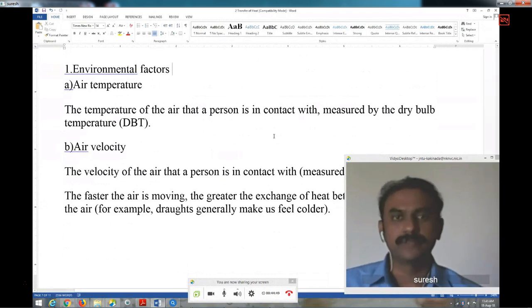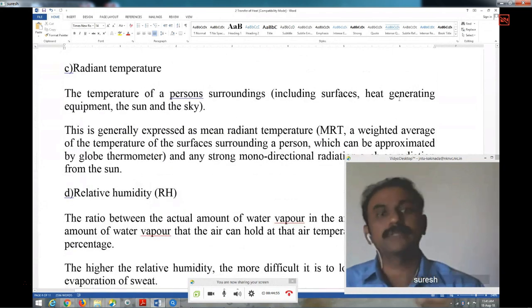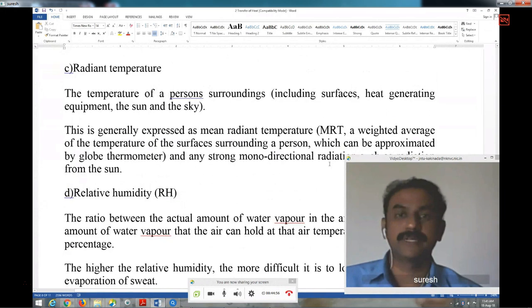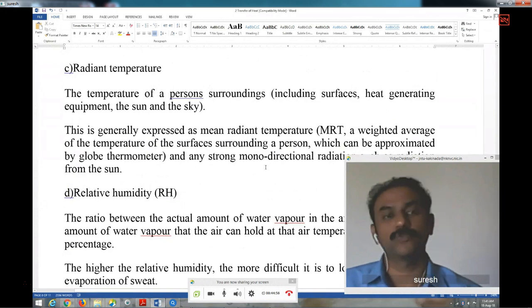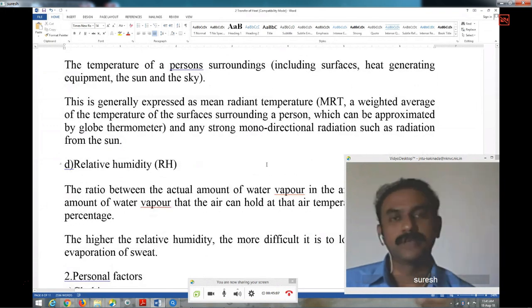Then radiant temperature. Radiant temperature means the temperature of the surroundings, including places with sun exposure. This is generally expressed as the mean radiant temperature, MRT. That is related to the anatomy of the body: what is the total average weight of this particular body, how much is the temperature, and how the surroundings are. Such things we take into consideration, which can be approximated by the computer.